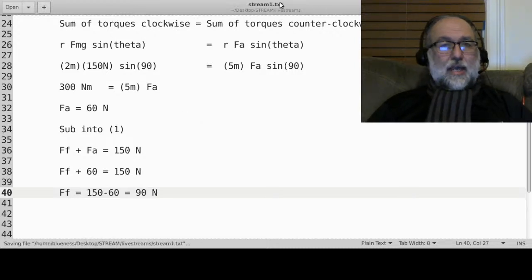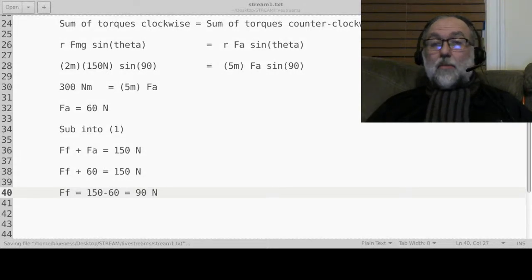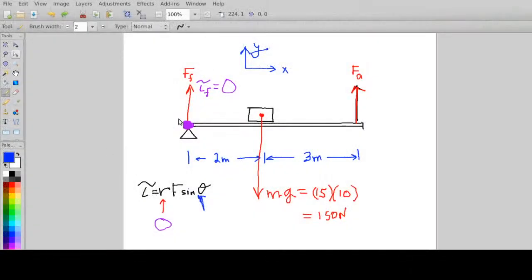And so that answers the problem, right? Let me go back to the diagram here and write in those numbers. We now know that the force at the fulcrum is 90 newtons, and this one was 60 newtons. And of course, the other one was 150, but we knew that to start with. So there are the three forces.